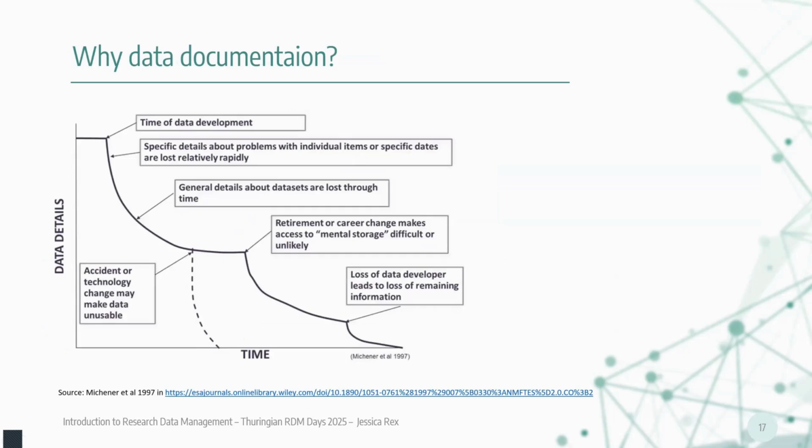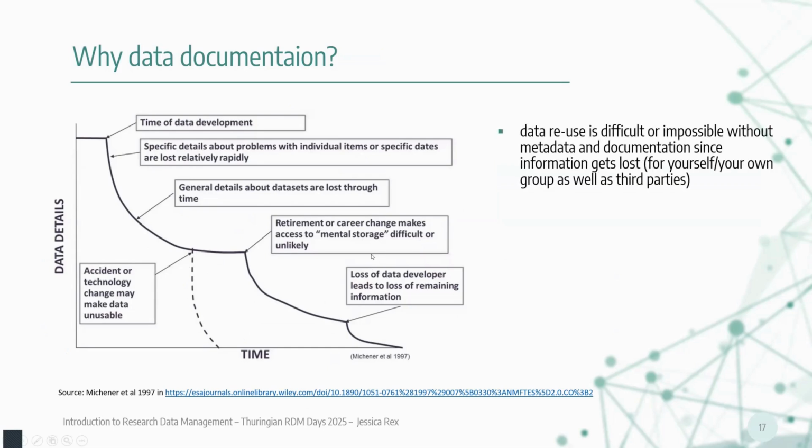Firstly, I want to talk a little bit about why we should even be doing data documentation, because it is a bit of an effort, writing down all of the stuff about your data. I've put up this slide as an example of how information degrades over time, so-called information entropy. At the beginning, when you're working with your data in the project, you know a lot of details about your data, you know everything about them. But then very quickly, specific details about problems with individual items or specific dates are lost.